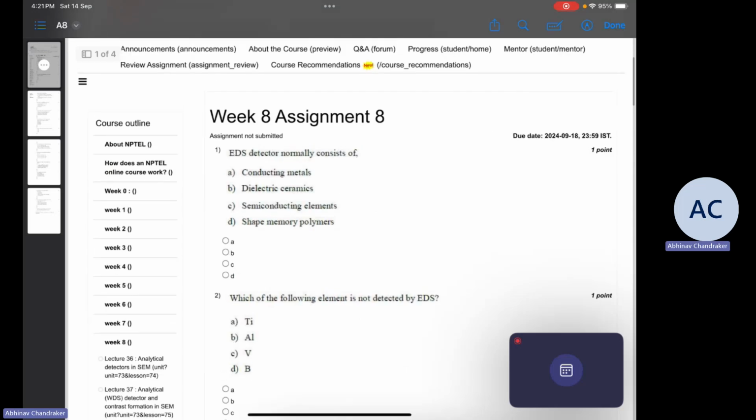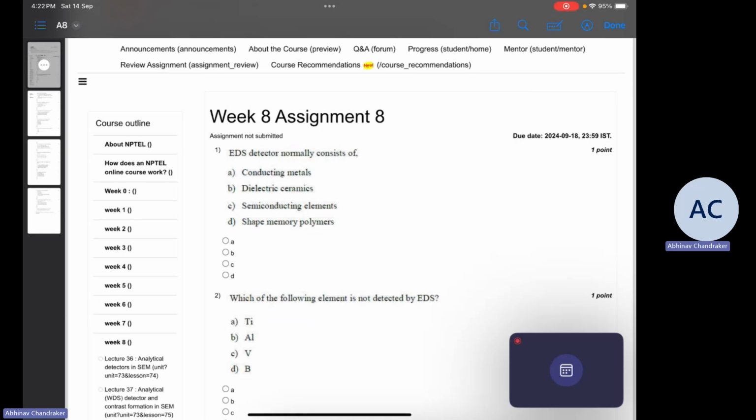Let's start with discussion on the assignment questions. The first question is: EDS detector normally consists of. We know that EDS stands for energy dispersive spectroscopy.